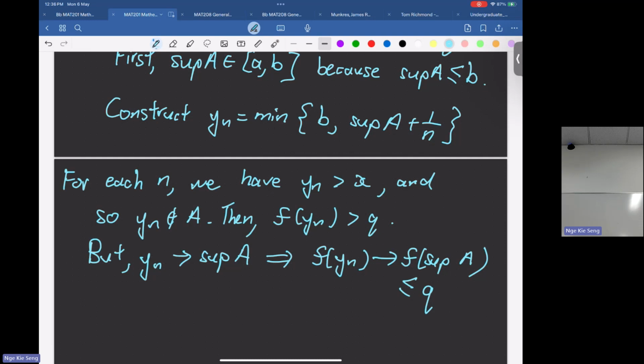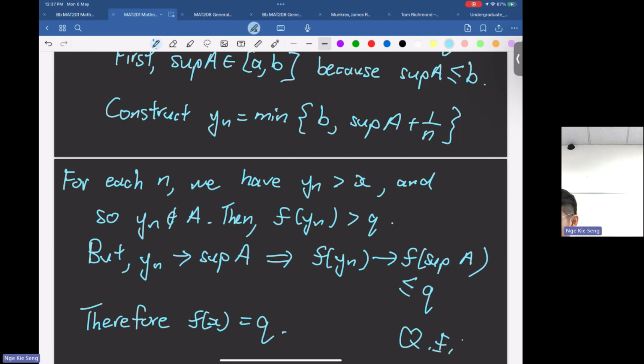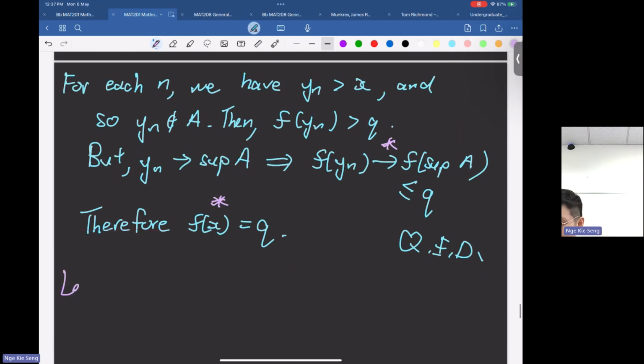Or we can put a lemma here. Okay? So let me put down the therefore f(x) equals Q. Otherwise, we can make a lemma here. So put a lemma here. So what's this lemma here?